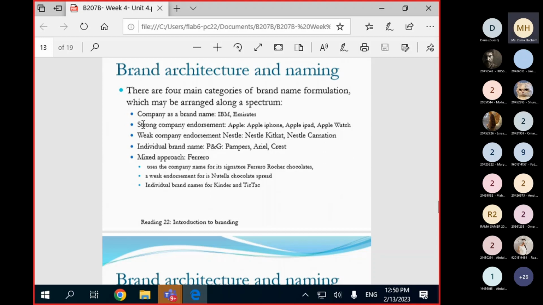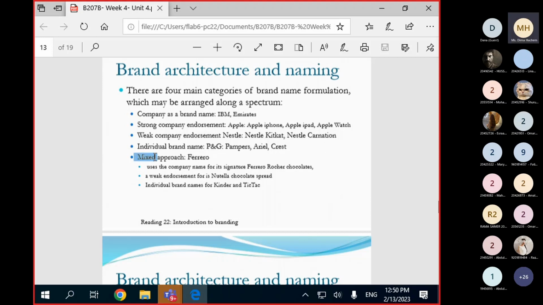Okay, also we have some individual brand names like the company Procter & Gamble, P&G. Have you heard of this company before? Yes, Procter & Gamble has so many brands, and you wouldn't be able to tell which brands are for Procter & Gamble, but I'm sure you use them on a daily basis, okay? Like Pampers, like Ariel, like Crest, and so many other brands. They have individual brand names. Not all of them have the same name.